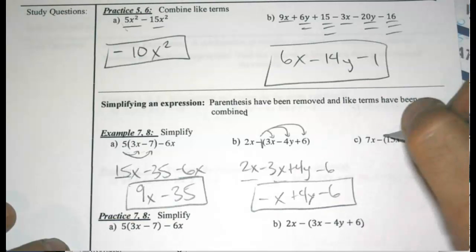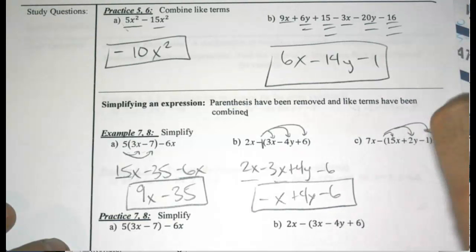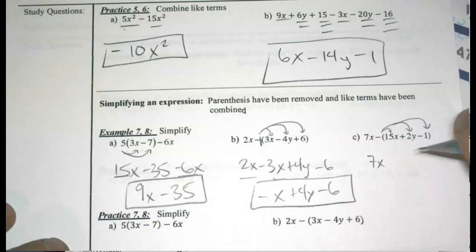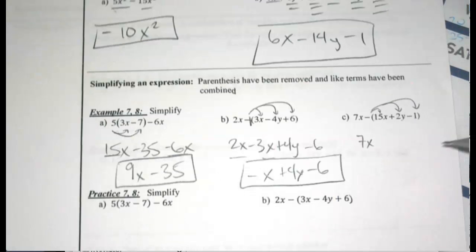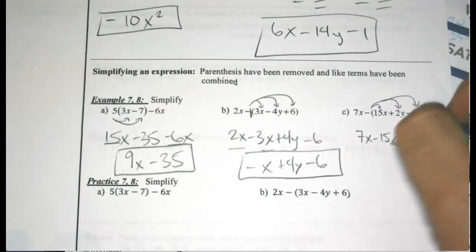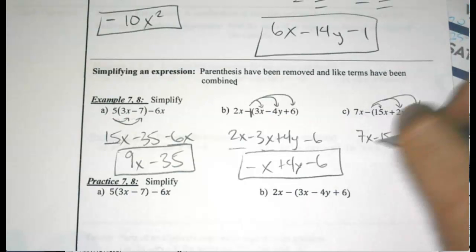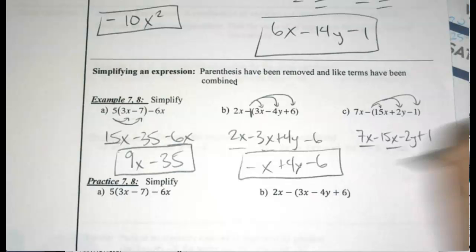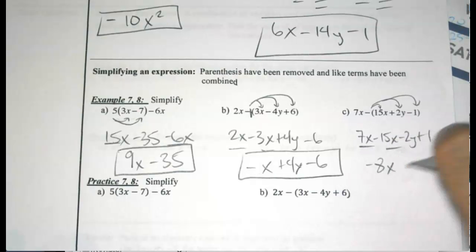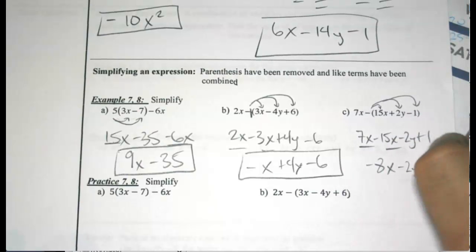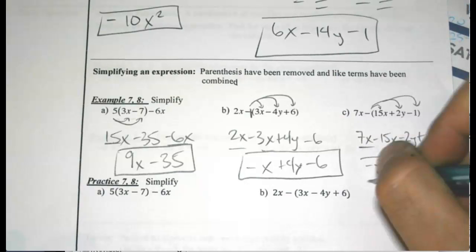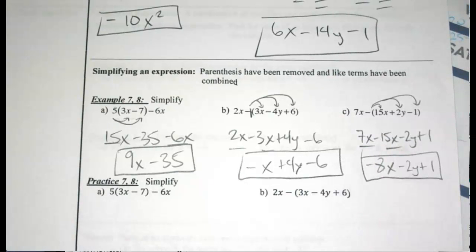Here I have to distribute a negative 1 again. So, right, distributing a negative sign is like distributing a negative 1. So we'll have a minus 15x, a minus 2y, and a plus 1. My like terms here are 7x and minus 15x, or a negative 8x. Negative 2y and plus 1 have no like terms, they just come along for the ride.